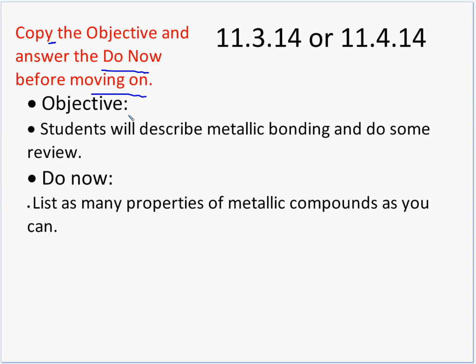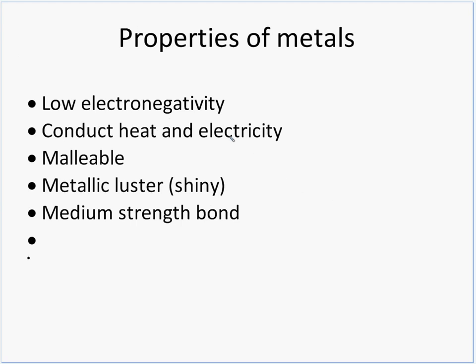Okay, so list as many properties of metallic compounds as you can. So you should have come up with something like this. They have a low electronegativity. They conduct heat and electricity. They're malleable, which means they're bendable without breaking. They have a metallic luster, or they're shiny. And they have a medium strength bond, which means they have a medium melting point. It's not low, but it's not exactly high like ionic either.